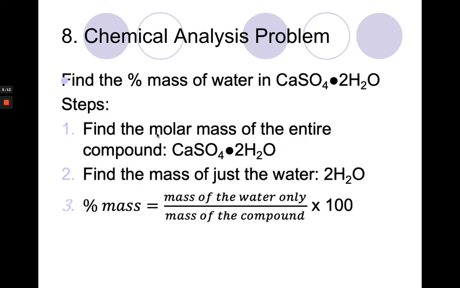To do that, you're going to find the molar mass of the entire compound, treating this dot as an addition sign. Then you're going to find the mass of just the water. And then, just as you did before, you'll use the percent mass by putting the mass of the water only over the molar mass of the compound, and then times 100 to convert it to a percent.